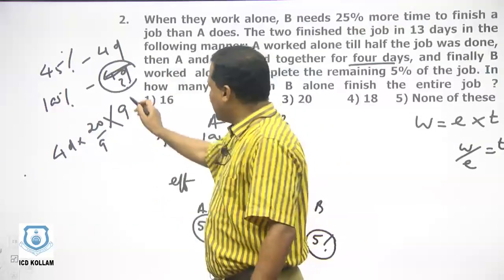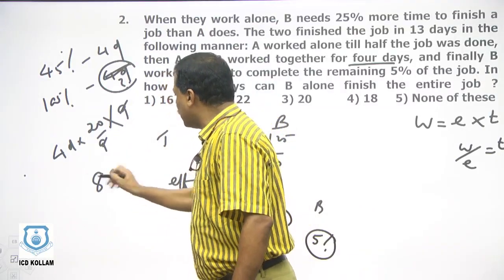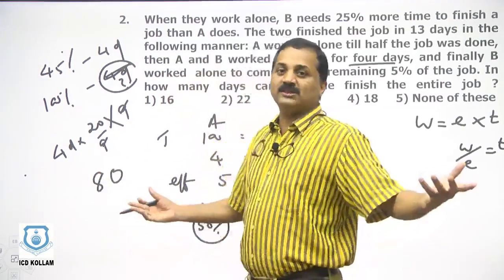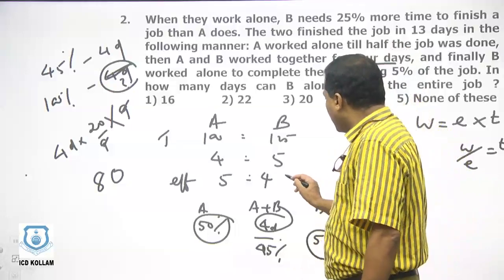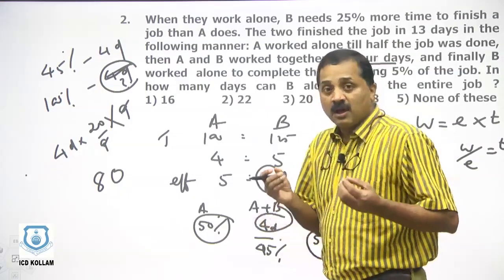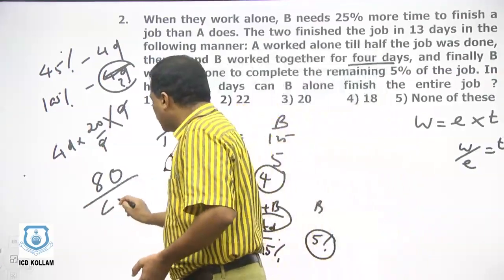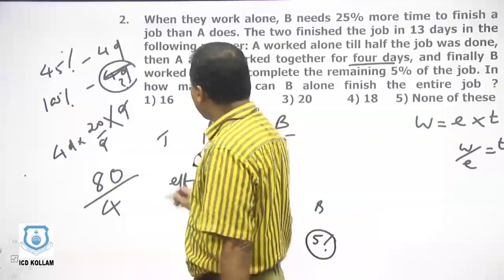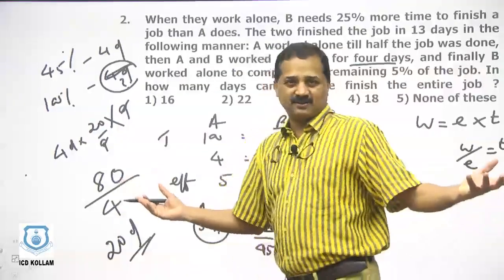So what is the work? 9 and 9 get cancelled. 80 is the work. And who does this 80 work? Done by B. What is asked is, how long will B take to do the job? So to do 80 work, B having 4 efficiency will take 20 days, which is your answer.